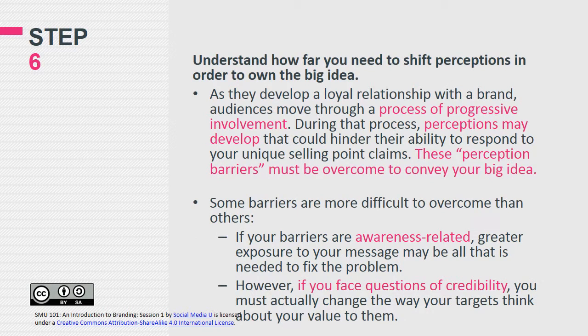The 6th step is actually understanding how far you need to shift perceptions in order to own your big idea. As they develop a loyal relationship with the brand, audiences move through almost a process of progressive involvement, with little to minimal touch points in the beginning to actually becoming quite actively involved with your brand later on. During that process, perceptions may develop that could hinder an audience's ability to respond to your distinctive promise. These perception barriers must be overcome to convey your big idea.